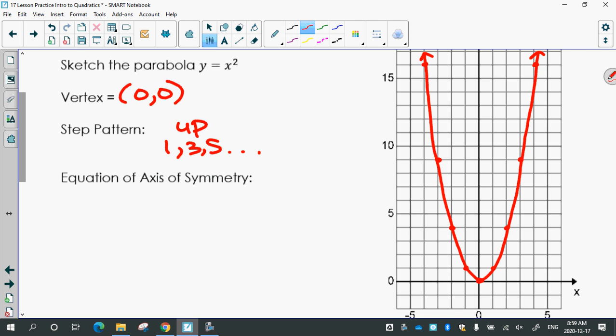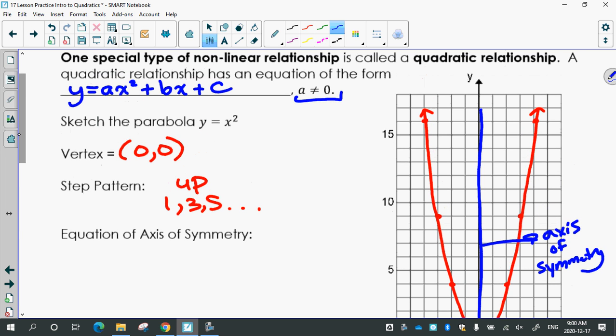Equation of axis of symmetry. There's something we haven't talked about yet. Axis of symmetry is also called the mirror line. So think about if you were going to fold that in half over the mirror line, where would the two halves line up on top of each other? Y-axis? Yep. So here's our axis of symmetry. It is actually a line. And we kind of briefly went over this the first week.